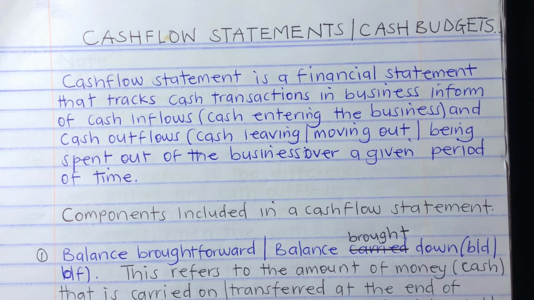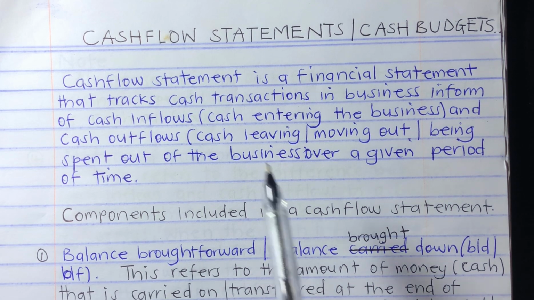And today's lesson, I'm going to be covering cash flow statements. They are also called cash budgets. It is one of the financial statements. Remember, we have three financial statements. In my previous lessons, I covered the income statement and the balance sheet, and today I'm going to be covering the cash flow statement, also called cash budgets.